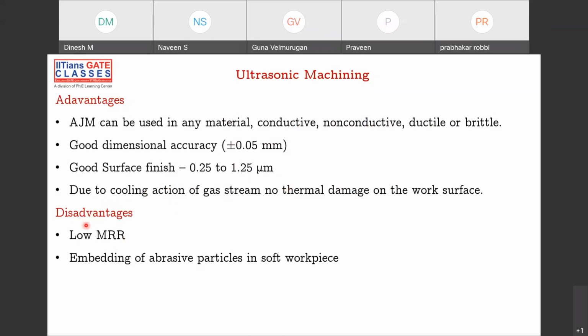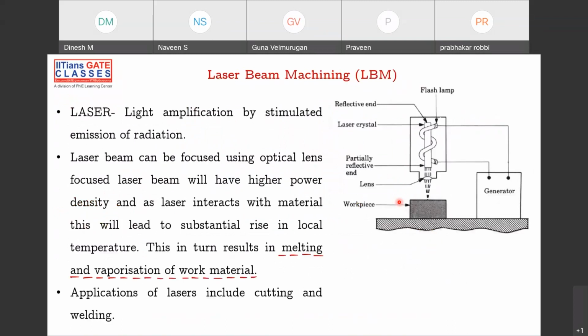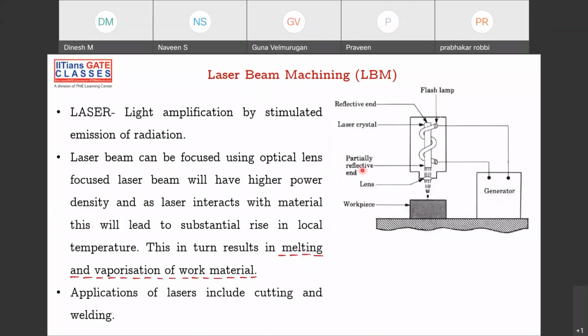And the disadvantage is low MRR. And sometimes, if your workpiece material is ductile, these abrasive particles will get stuck into the workpiece. So that is a problem in abrasive jet machining. Now let's go to laser beam machining.